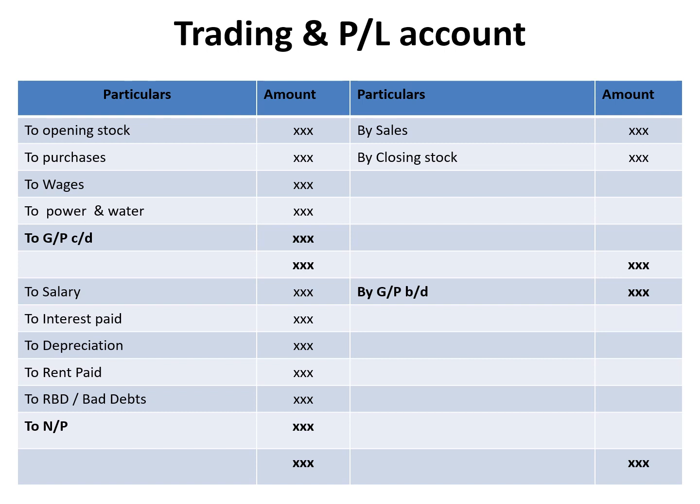So this is how you prepare the PL account. Taking all the expenses and incomes, you should look into the question and see what are all the expenses and incomes indirect. Based on that you will have to record towards the debit or credit side in the PL account. By doing so, you will get the balance as net profit or net loss.